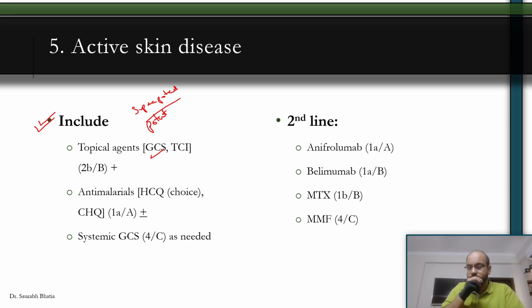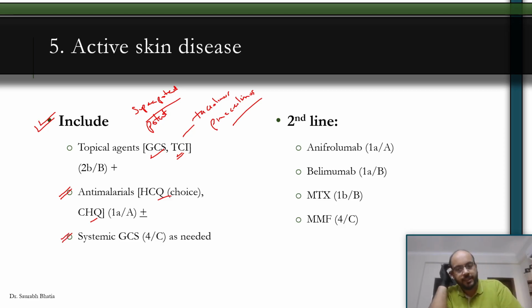Other topical modalities are the topical calcineurin inhibitors like tacrolimus and pimecrolimus. Consider that as topical modality. You have to include anti-malarials as systemic drugs. The choice is hydroxychloroquine, but you can use chloroquine also. Systemic glucocorticoids if needed. So if disease is still not controlled by HCQ and topical agents, you give systemic glucocorticoids in case of active skin disease.